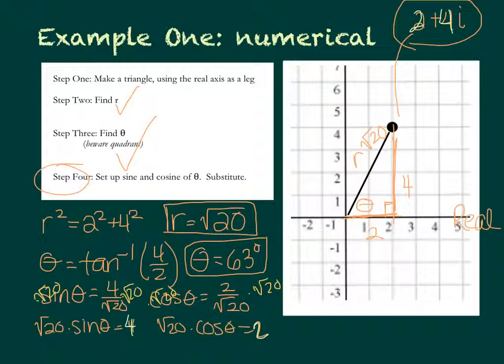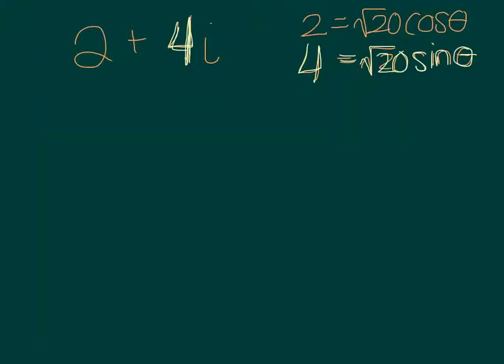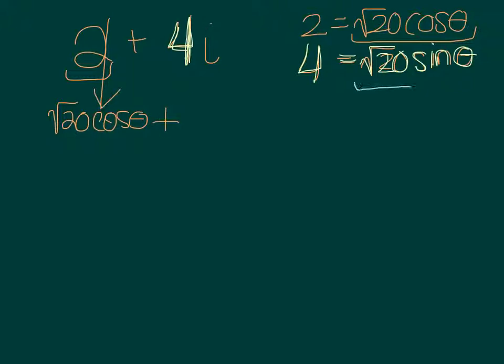And I'm going to substitute in. So everywhere I see the 2, I'm going to write square root of 20 cosine. Everywhere I see the 4, I'm going to write square root of 20 sine. Let's make it a little bit bigger so it's a little more obvious what's happening. So I'm going to take this, which is the same thing as 2, and just rewrite it. So I have square root of 20 cosine theta, and that totally takes the place of the 2. Plus, now I'm going to rewrite this where I had 4, square root of 20 sine theta, and then I still have that times i.